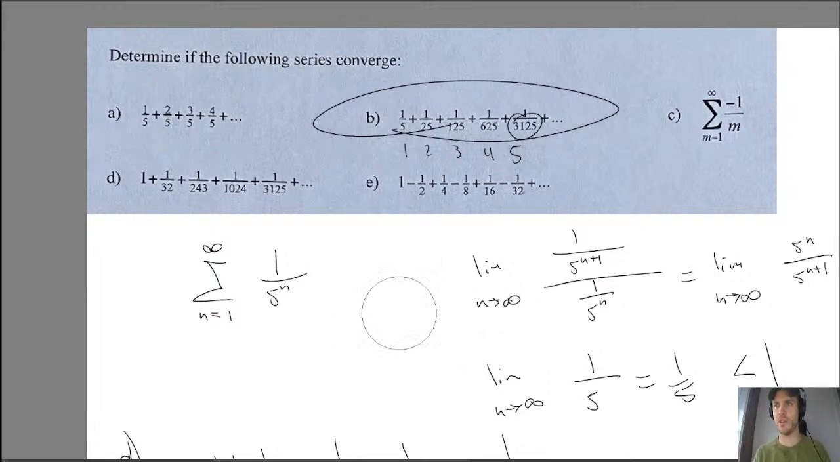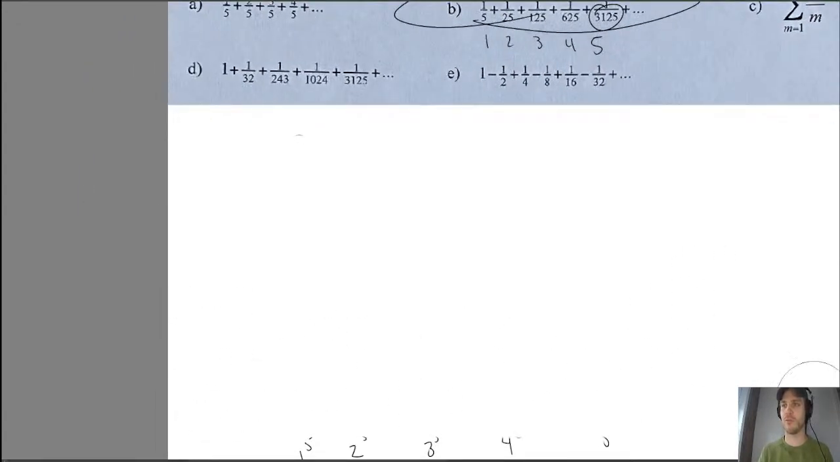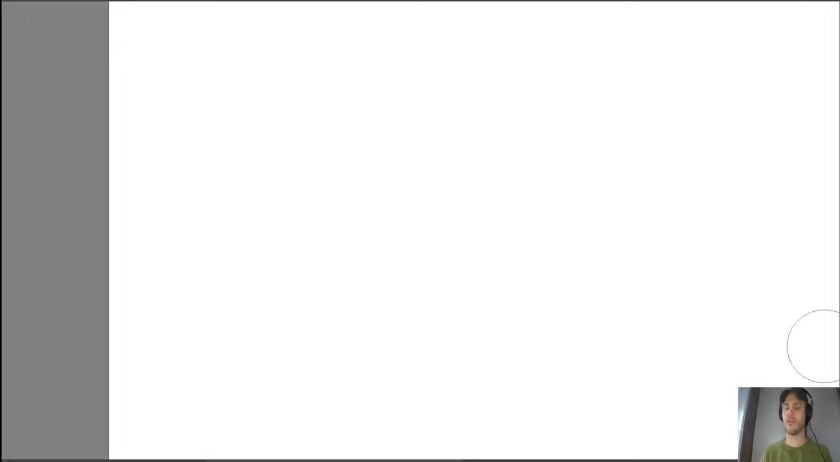So let's do the ratio again and just like this is not convergent. Let me turn the light on.